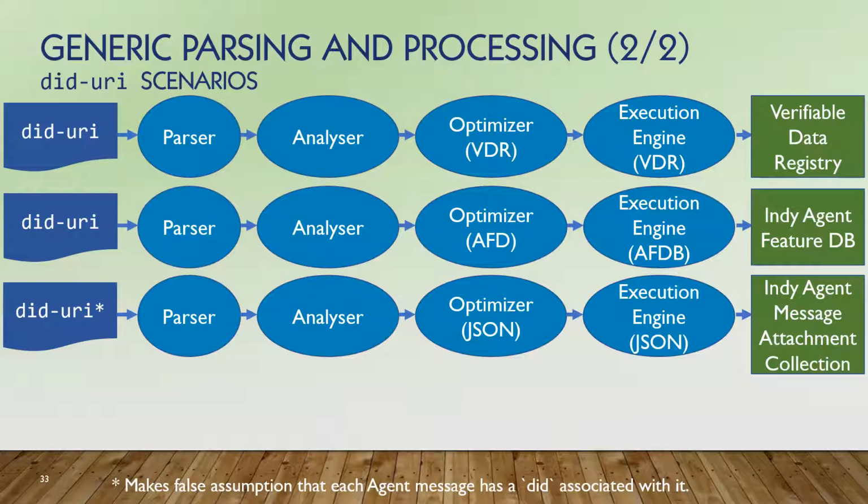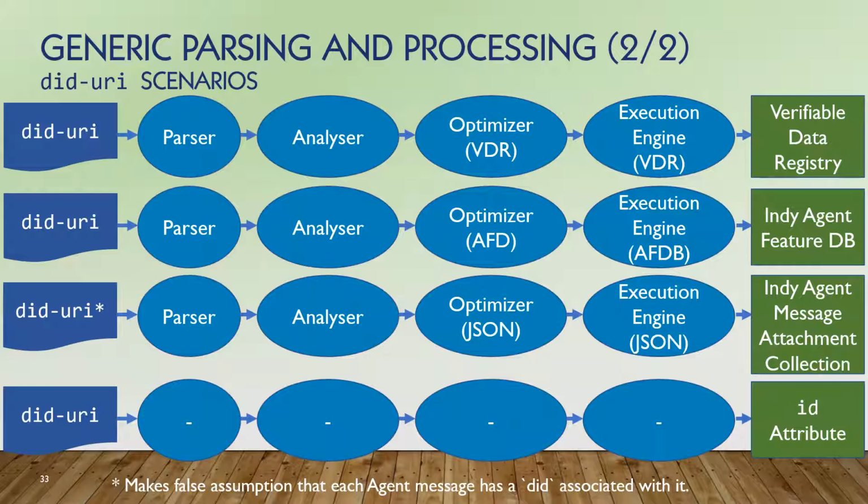Here, did-URLs are being parsed. Again, this is an Indy hype scenario, and what we're doing is we're retrieving message attachments within the agent-to-agent communication protocol. Lastly, there's did-URLs that are simply the value of an ID attribute within a piece of JSON, for example, on the inside of a did document. So that's another user scenario.